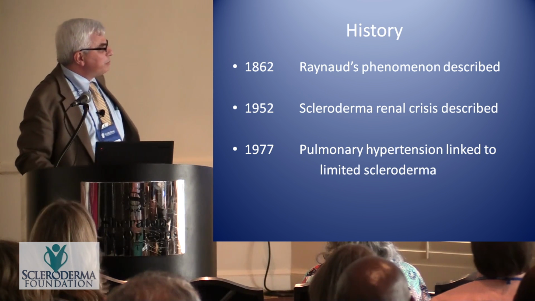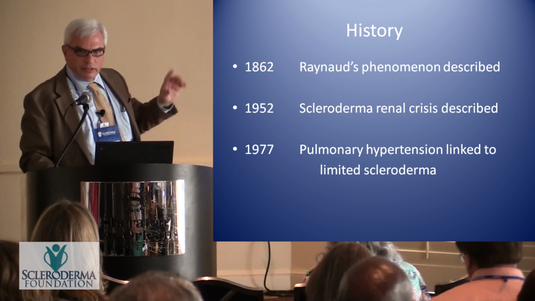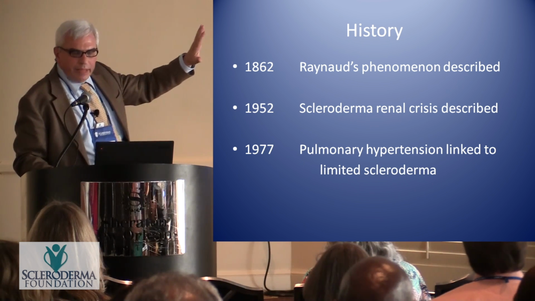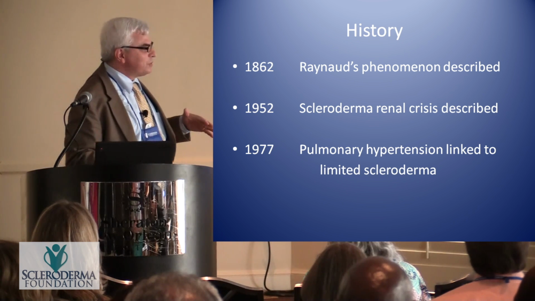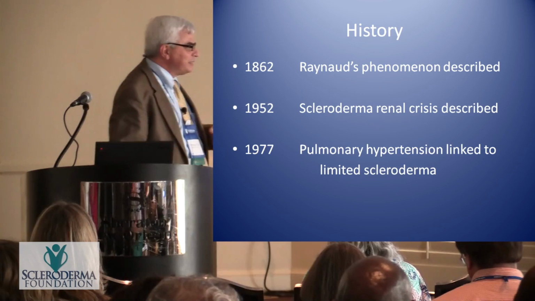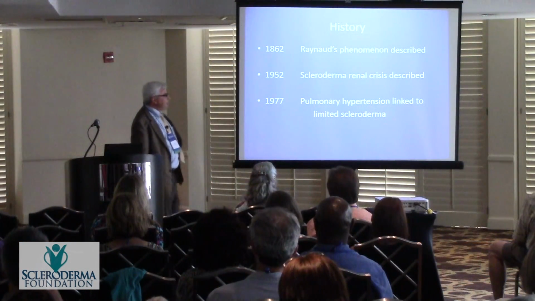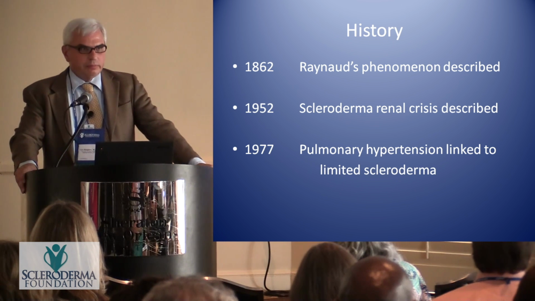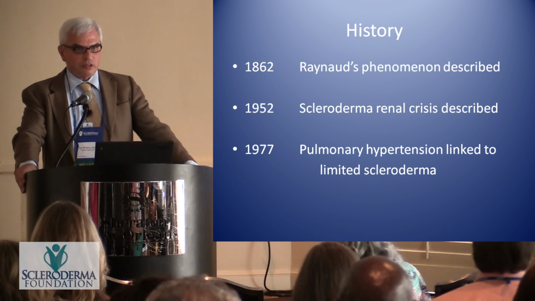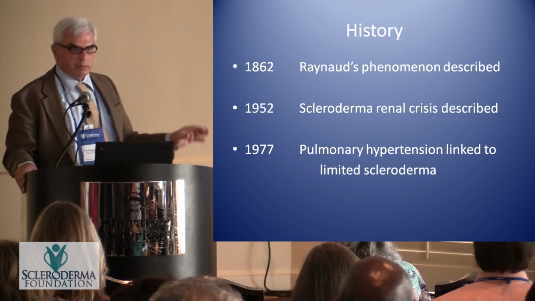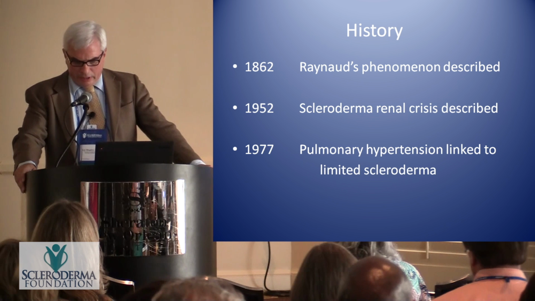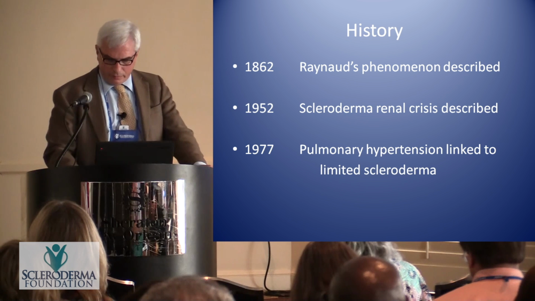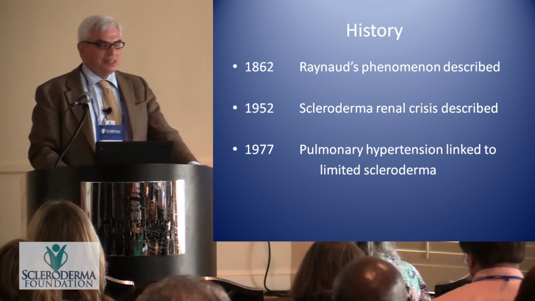Renal crisis was described in the year I was born, and somehow I matched these dates with scleroderma with major events in my life in terms of just feeling some kind of connection. And then pulmonary hypertension was linked the year I went to Pittsburgh, and it was in fact done at the University of Pittsburgh. A cardiologist there working with Dr. Rodnan described this association of pulmonary hypertension with limited scleroderma. So everything that we kind of take for granted now, there was a time when these connections were not known. And knowing them makes a huge difference.